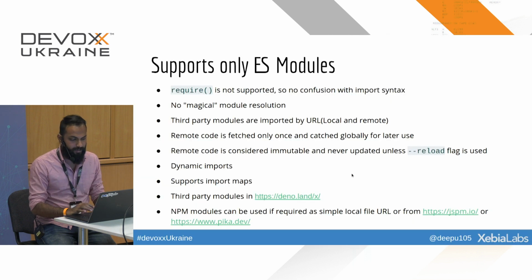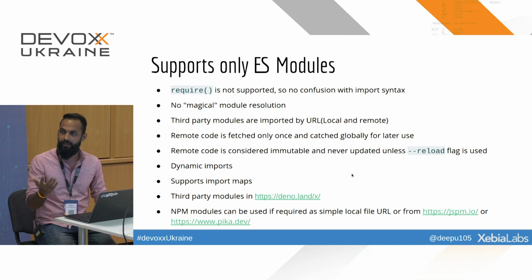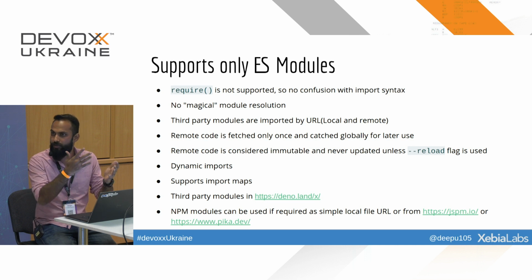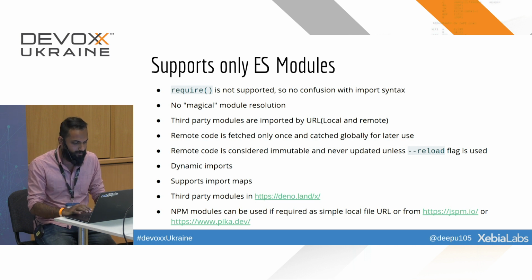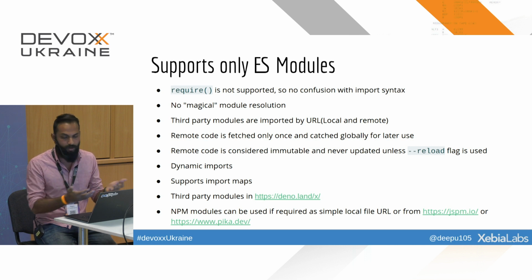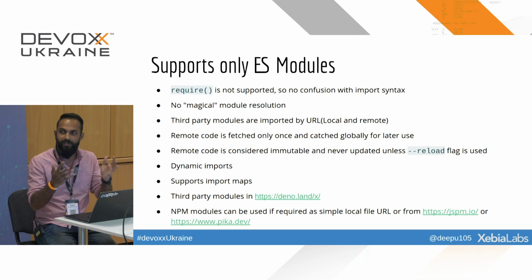So as I said, there are official third-party modules in the Deno registry itself. It just forwards to your own URLs and stuff like that. You can try to use npm modules from JSPM or unpackage or pika.dev. These are where you can find some, but again, all of them might not work. Some might not. So your mileage might vary there.